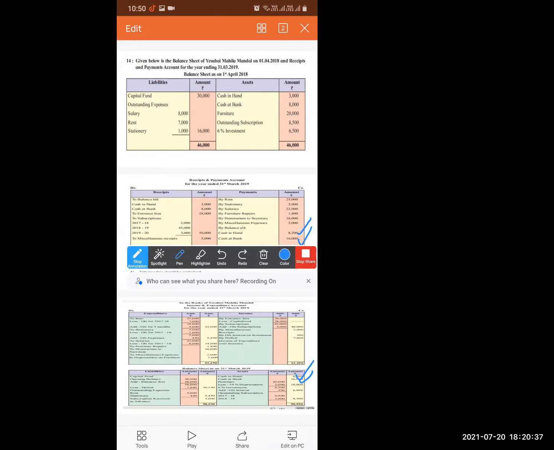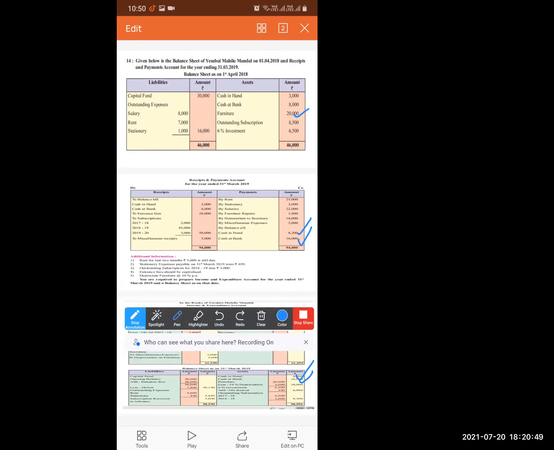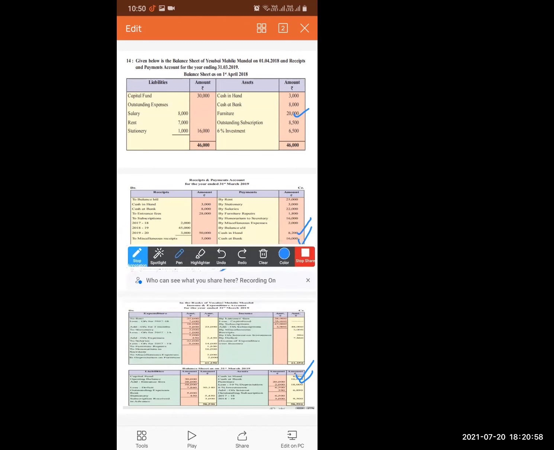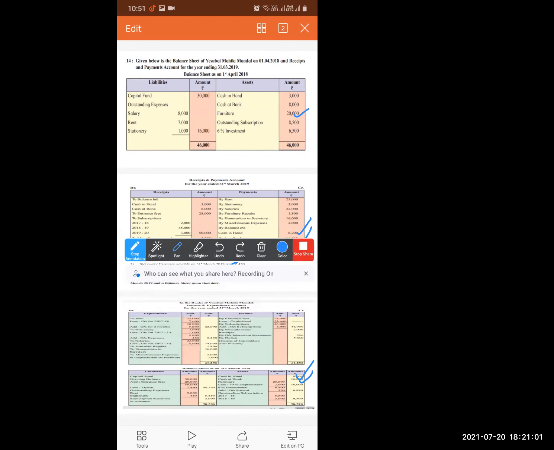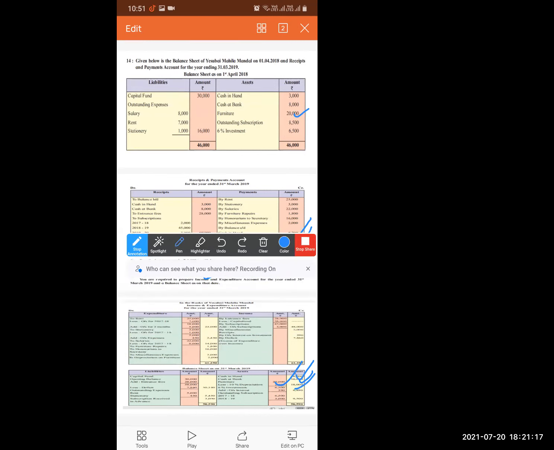Now the next one is the furniture, that is 20,000, right? So what I told you is that you need to check the amount. Is there any adjustment? Is there any depreciation here for the furniture? Yes, we have to check, that is 10%. So 10% of 20,000 is 2,000. So for furniture we depreciate the amount. 20,000 minus 2,000, the outer column comes to 18,000. Till here it is clear. And at the same time we have the income and expenditure part, I hope that is clear for you.